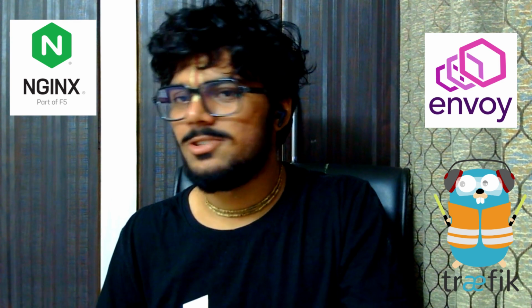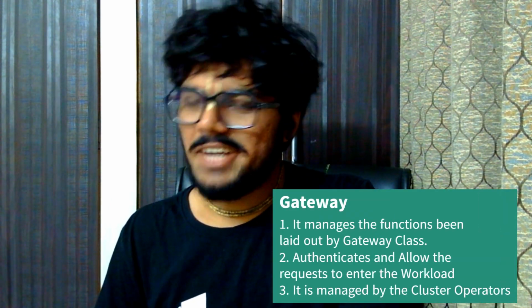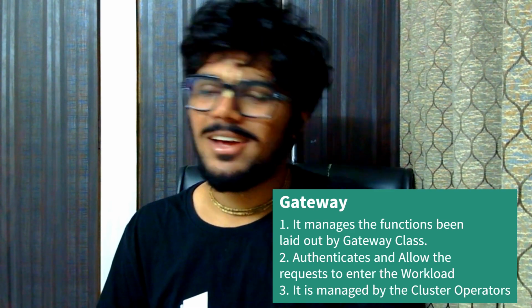So the gateway class is usually implemented with the help of infrastructure providers, which can be done with Nginx and Envoy traffic and various other solutions as well. And then we have the gateway. The gateway does the real work of working alongside the blueprint that has been laid by the engineers and the infrastructure providers. Gateways are actually being built or handled with the help of the cluster operators in our case.